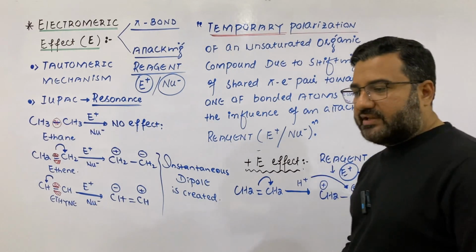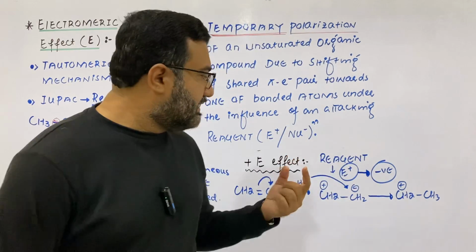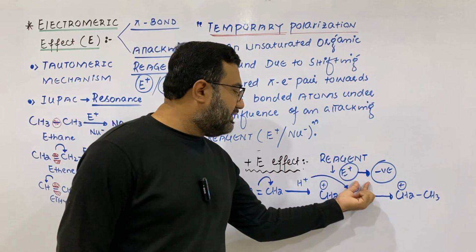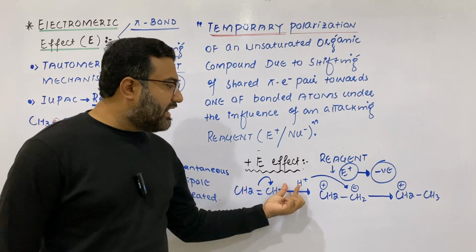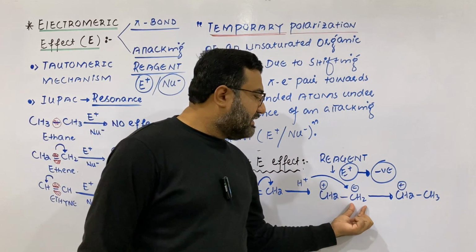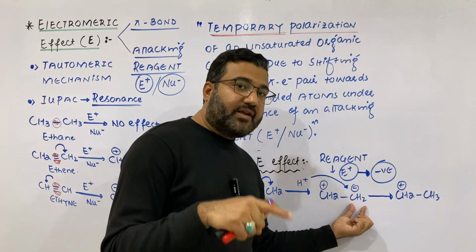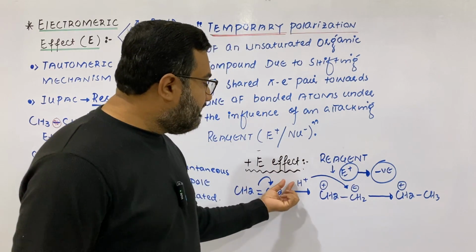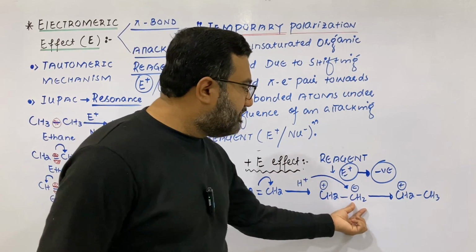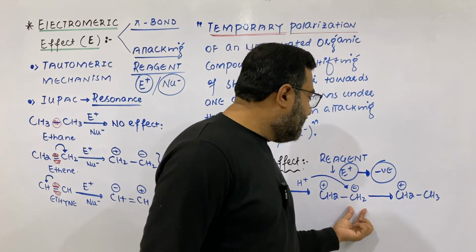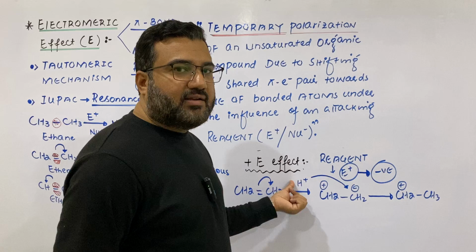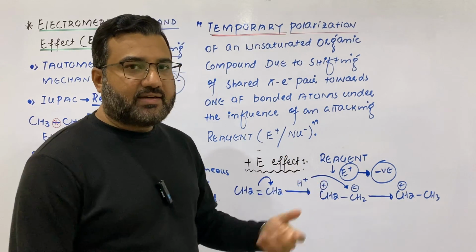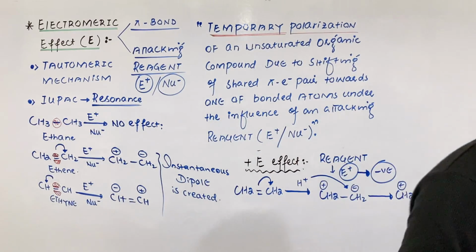So the first point for the positive electromeric effect is the reagent should be an electrophile. The second one, the reagent will be attached to that atom which has gained the pi electron pair. And finally, when it attaches to the negative atom, the pi electron pair will finally be given to the attacking reagent. So the attacking reagent will get the pi electron pair at the end. This was the positive electromeric effect.